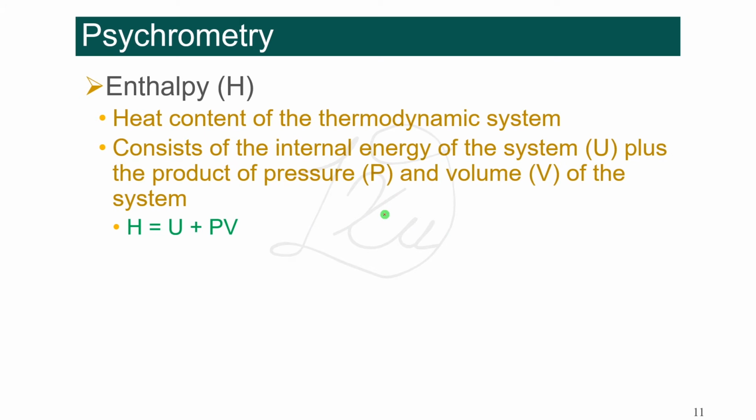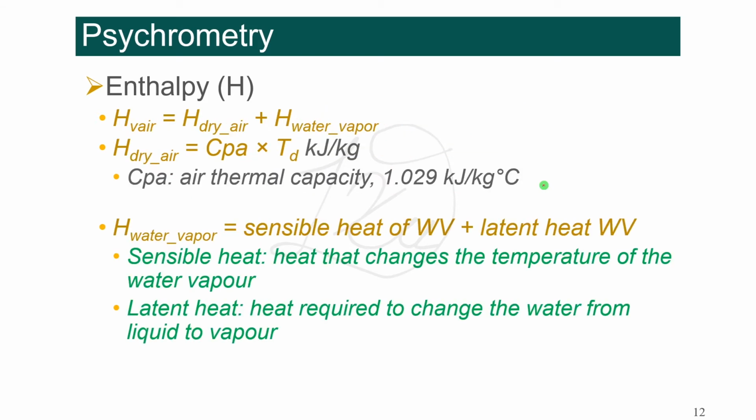Enthalpy is the heat content of the thermodynamic system. It consists of the internal energy of the system U plus the product of pressure and volume of the system. Enthalpy of air mixture equals to enthalpy of dry air plus enthalpy of water vapor. Enthalpy of dry air equals to air thermal capacity by dry bulb temperature of air. So if the dry bulb temperature of air is measured, its dry air enthalpy can be calculated.